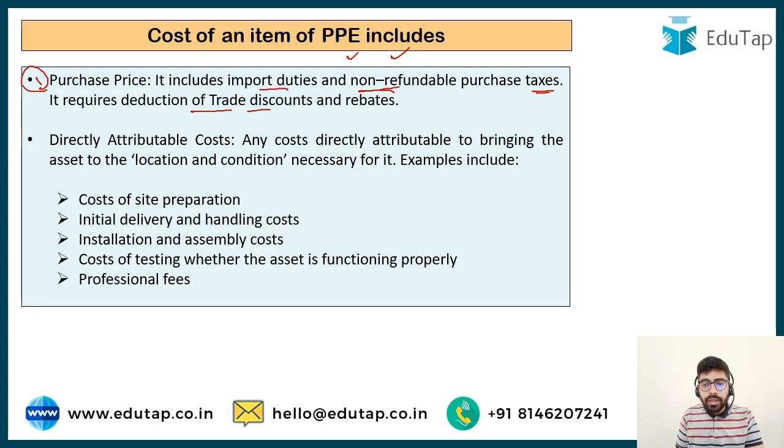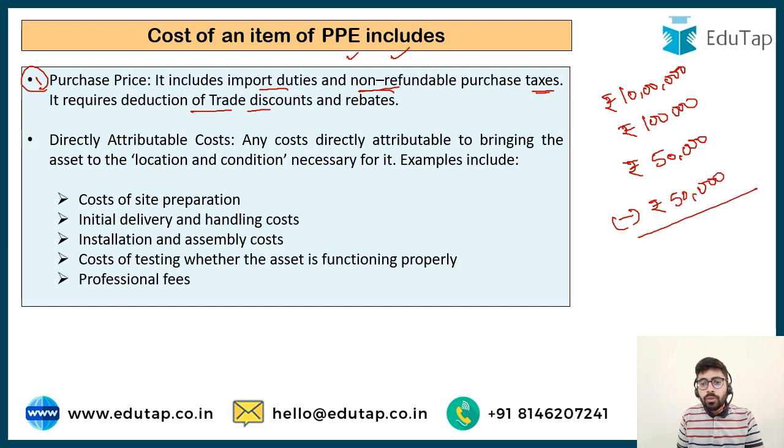Suppose you got the machinery from outside, the cost is rupees 10 lakh, and you paid import duty of rupees 1 lakh and GST of rupees 50,000, and you got a discount as well. You got a discount of rupees 50,000 as well. So how much is the value going to be for the machinery?